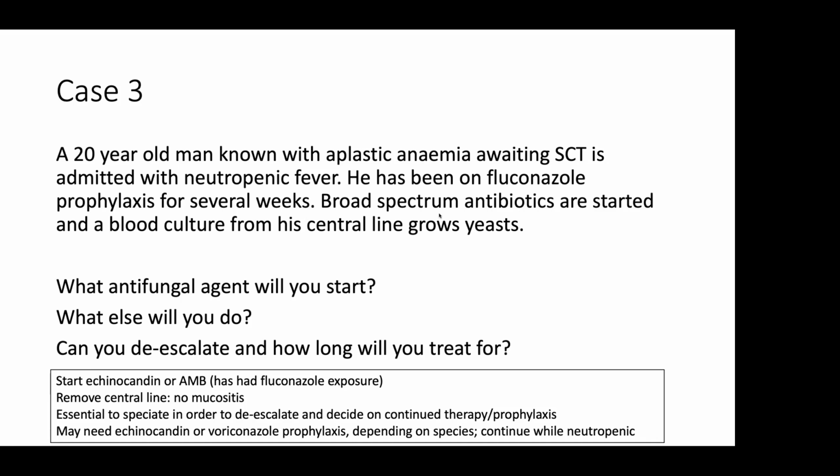All right, so any comments on this case before I wrap up? And then I guess we can have a discussion.